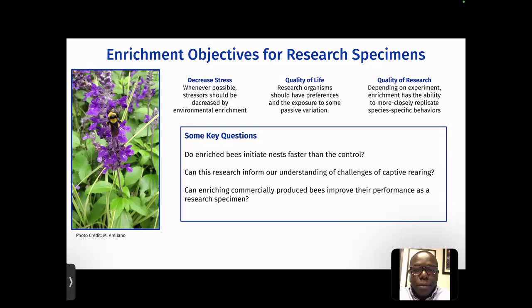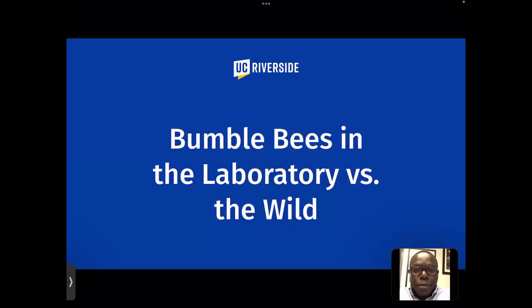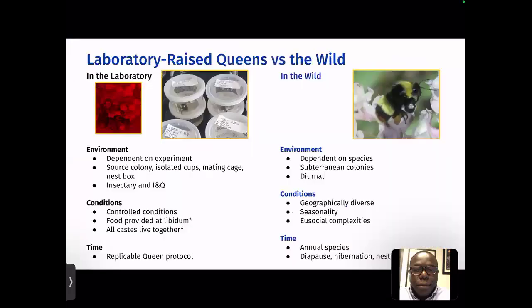My questions for this were, do enriched bees initiate nests faster than the control? So does allowing them to forage make them better bees? Can this research inform our understanding of challenges of captive rearing? That main challenge I'll get to later. And can enriching commercially produced bees improve their performance as a research specimen? With these questions in mind, my research went forward with a couple other things. So bumblebees in the laboratory versus the wild, it's very different.